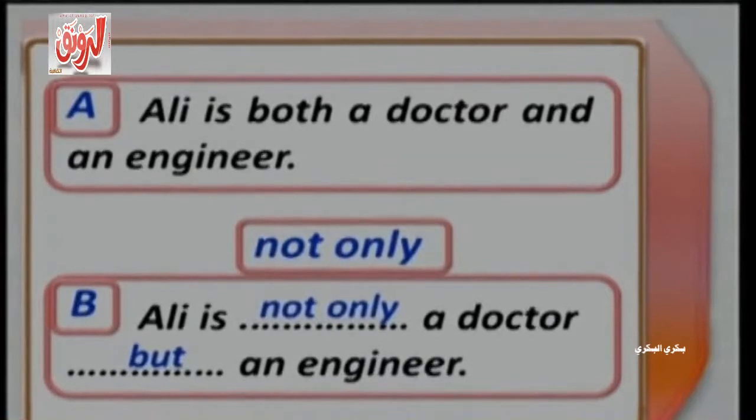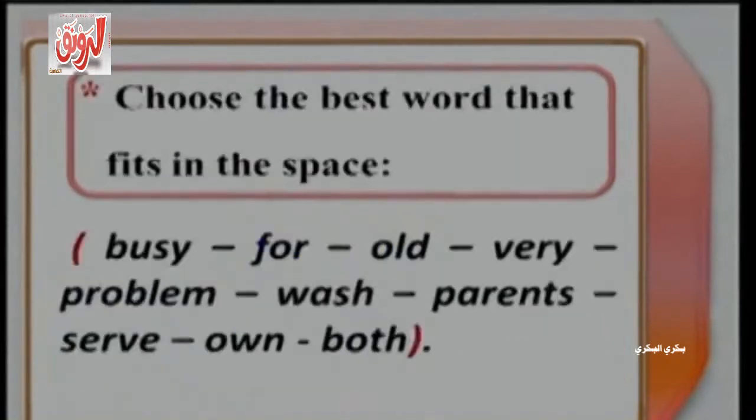Ali is a doctor as well as an engineer. Therefore, as well as can be replaced, and not only but can also be replaced.